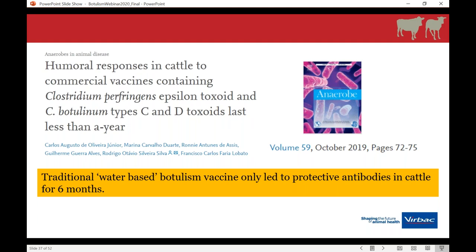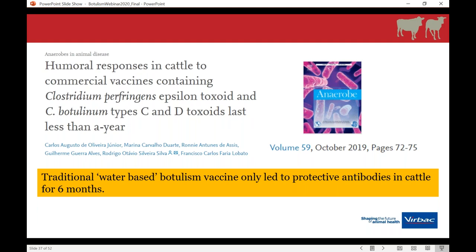Some of these vaccines we've assumed in far north Australia, oh, that's probably okay because they're bumping into some natural exposure and it kind of ticks over. But these scientists have challenged that, showing that cattle in field conditions given these vaccines, according to label instructions, were probably only protected for about 6 months.